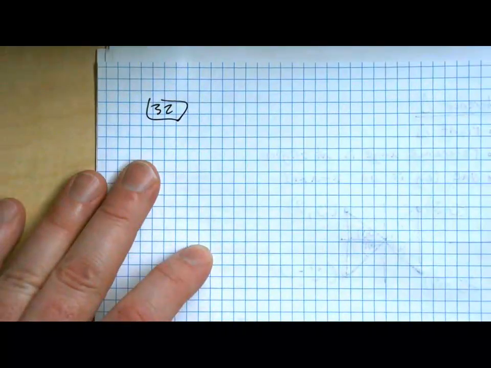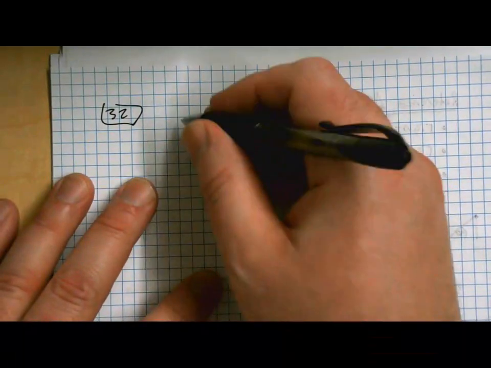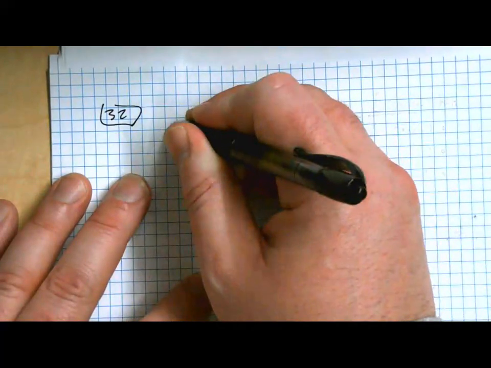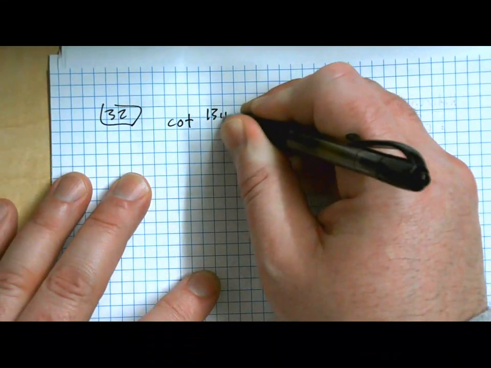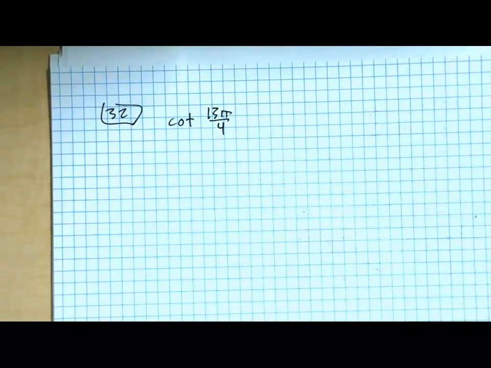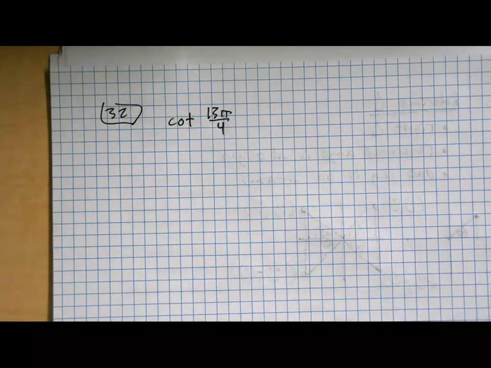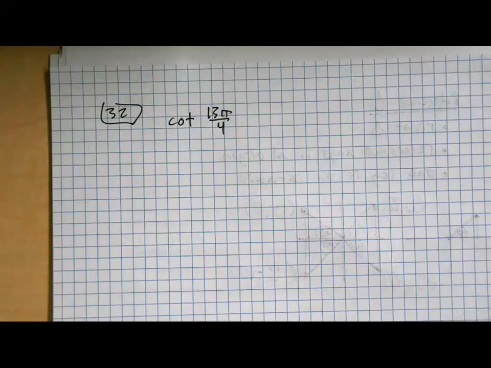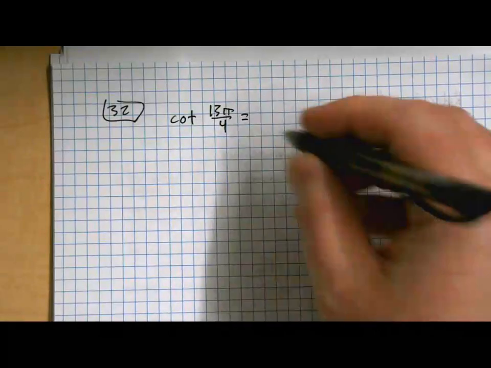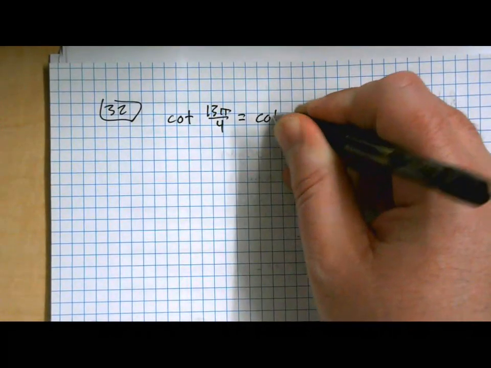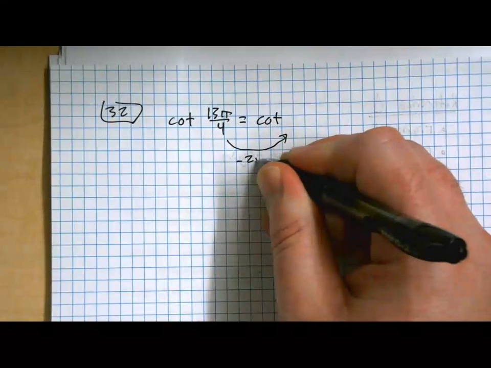The instructions say evaluate without using a calculator by using ratios in a reference triangle. We're specifically told to use a reference triangle here. They would like us to find the cotangent of 13 pi over 4. Man, I don't know where that is. Let's see if we can find a friendlier version of that. The cotangent of 13 pi over 4 would be the same as the cotangent of, what will we get if we subtracted 2 pi from 13 pi over 4?